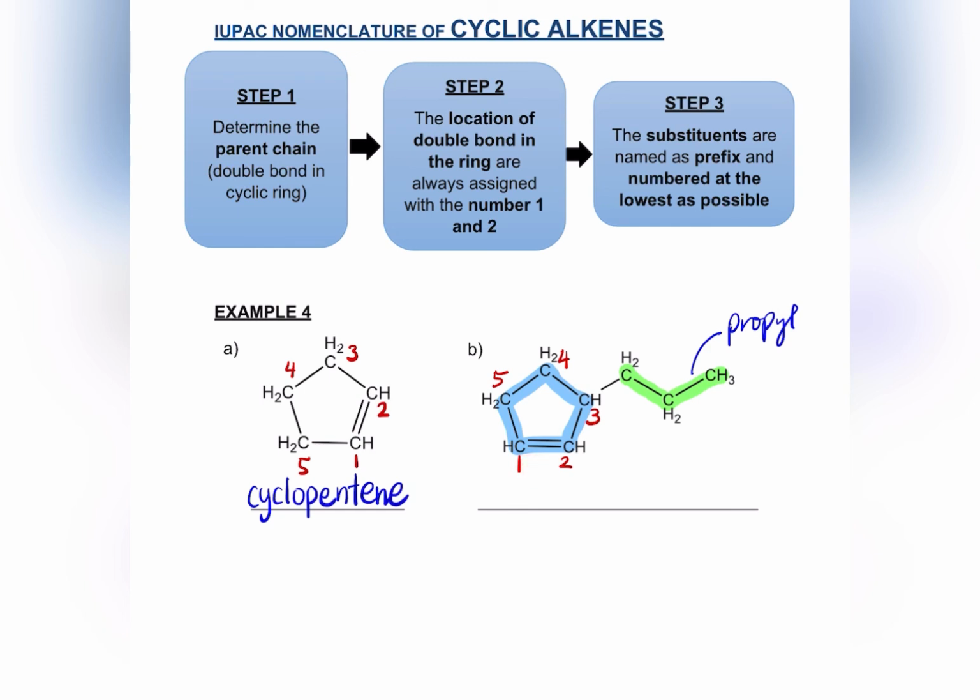So the full name for this one will be 3-propyl, putting the substituent first in alphabetical order, -1-cyclopentene. So this is the name for structure B.